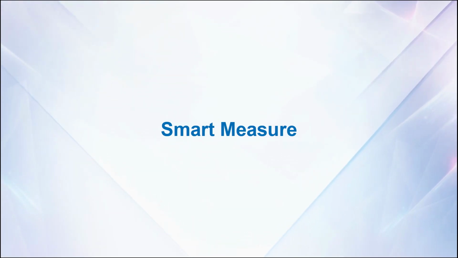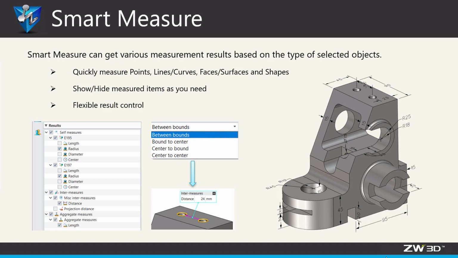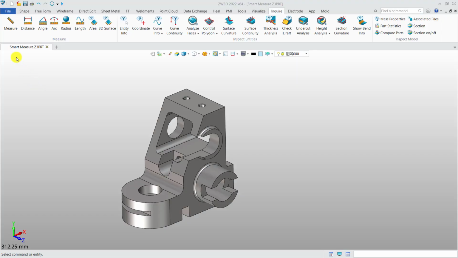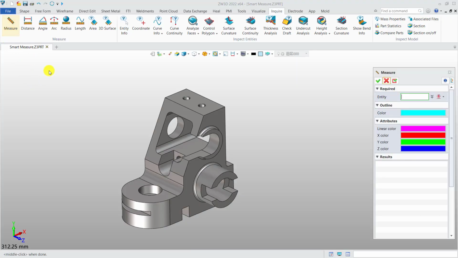Smart Measure. Smart Measure can get various measurement results based on the type of selected objects.